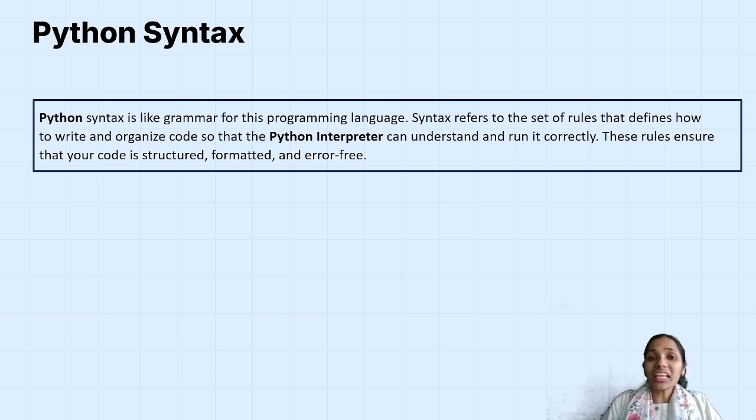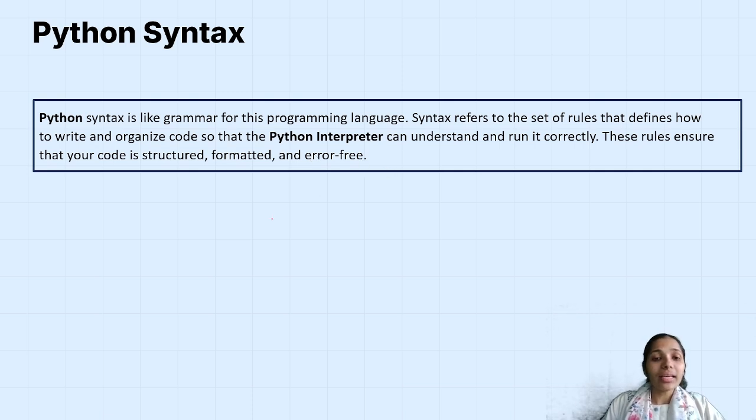Likewise, in the English language, we have grammar as one of the major parts which helps us to understand every sentence, how to write the sentence, how to start the sentence. In the same way, Python syntax also gives us a set of rules: how we can code, how we can organize our code, how to write the code, and much more.